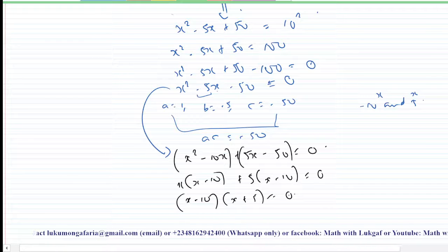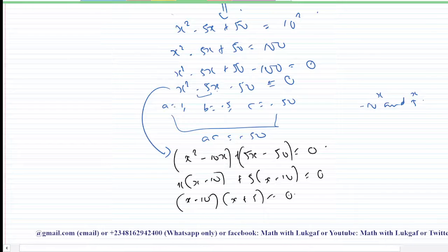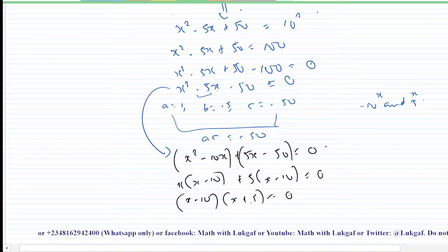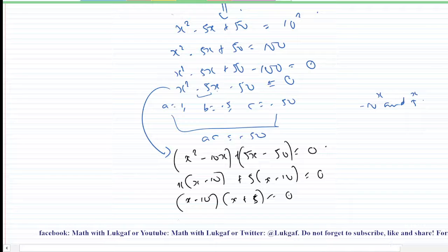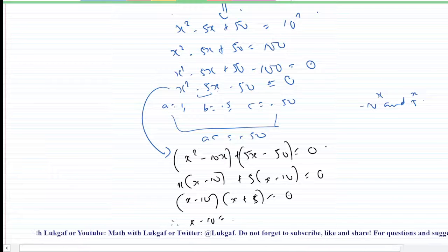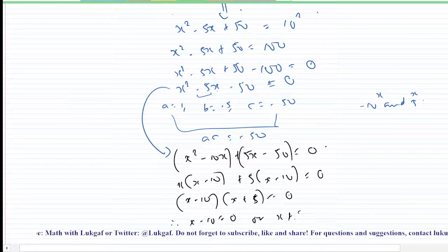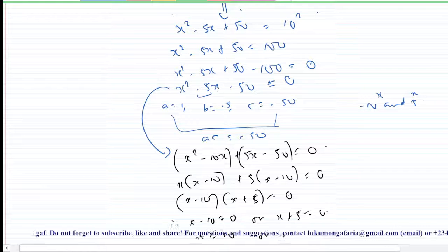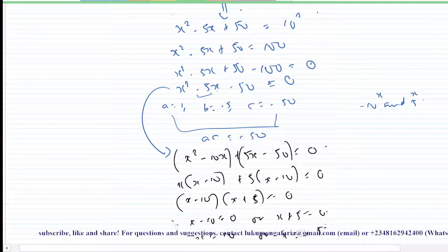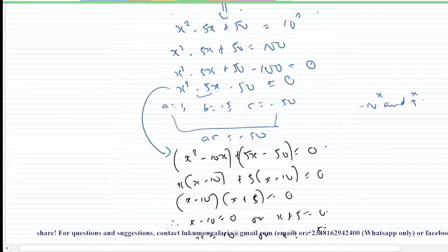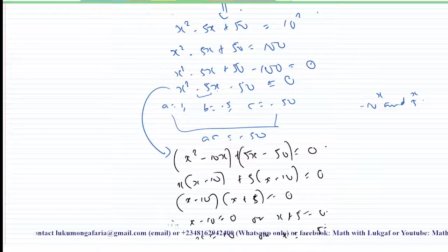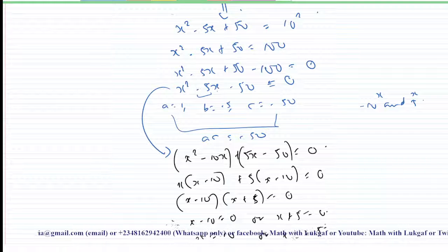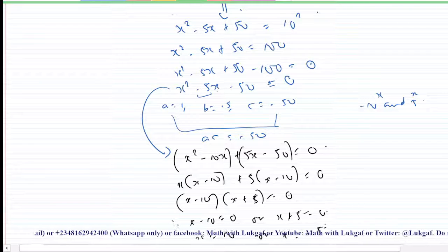And don't forget, when the product of two numbers is equal to 0, then either one of the numbers is 0. Then you can say either x minus 10 is equal to 0 or x plus 5 is equal to 0. Then your x is equal to 10 or x is equal to minus 5. That's simple, and this is how you can solve a logarithmic equation involving a quadratic argument.